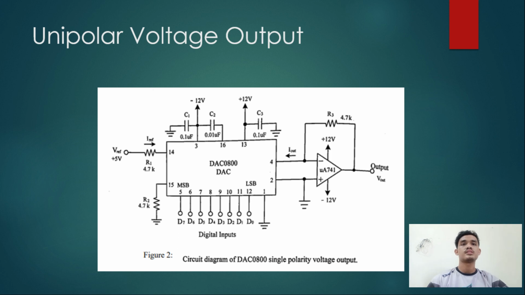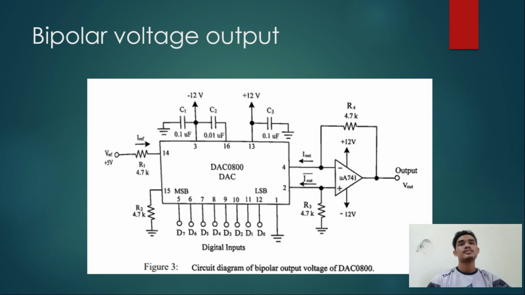Next slide is the circuit diagram for the unipolar voltage output. Next is also a circuit diagram, but this is for the bipolar voltage output, which is more complicated than the previous circuit diagram.